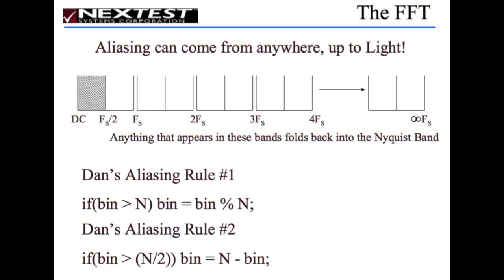Here's the way it works. Aliasing can come from anywhere up to light, actually up to cosmic rays, as high as you can go in frequency. And so the only thing you can see is that grayed out portion there between DC and F sub S over 2. That's the Nyquist band. Anything above that can fall into the Nyquist band. It'll fold back and eventually fall into the Nyquist band.